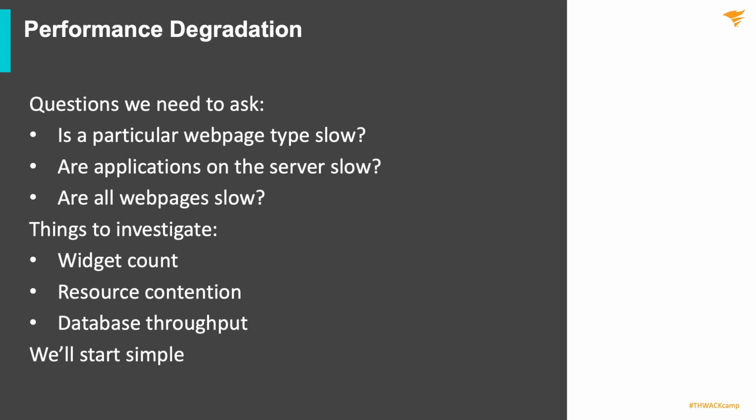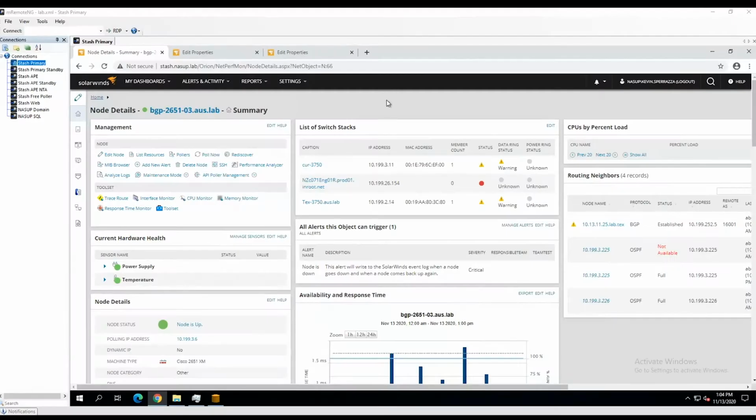When it comes down to slowness of the web page, probably the most common thing we see is, when I try to load up a node, my node details page is just extremely slow. It won't load, or if it does load, it takes anywhere from 2 to 3 minutes to load. There's a couple of things that we can look at for that. Let's go ahead and bring up one of my devices real fast. So here we have the node detail page for one of my nodes in my lab here.